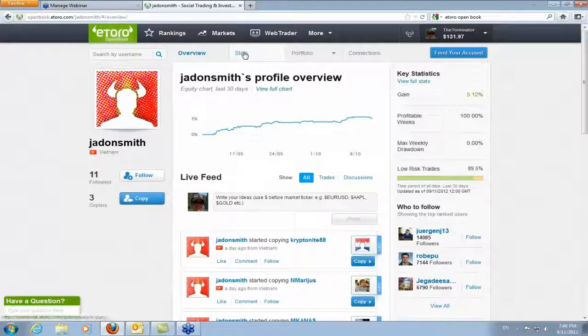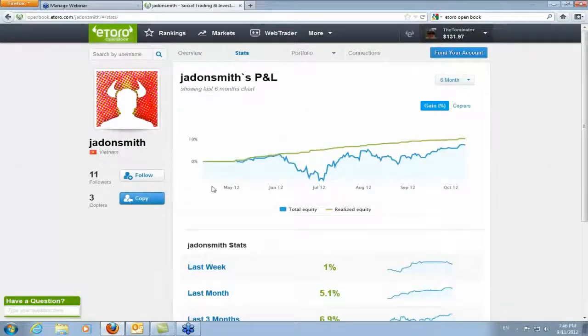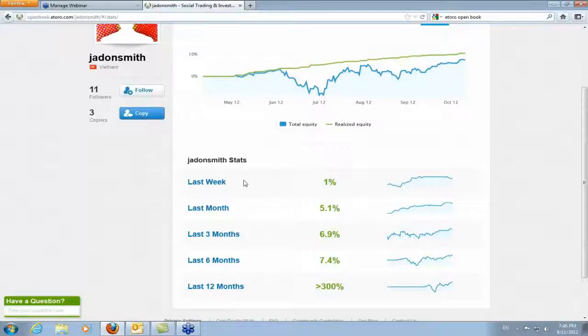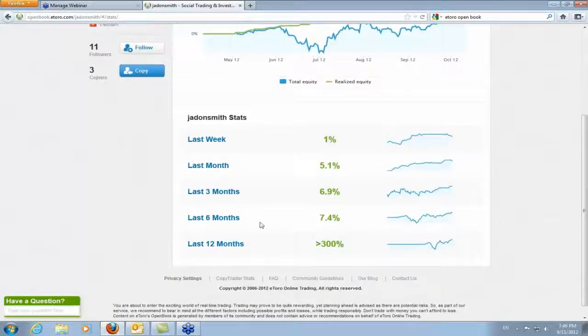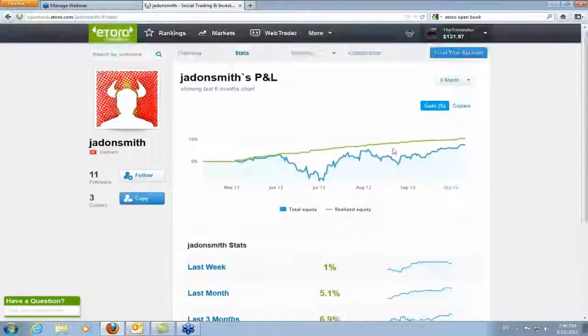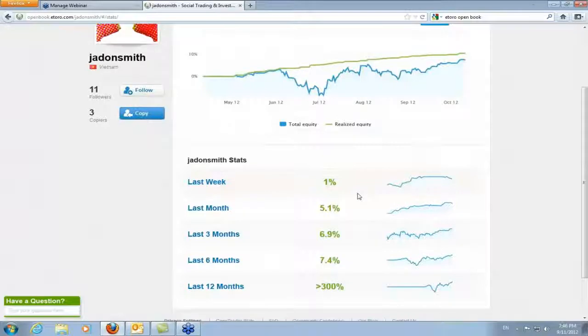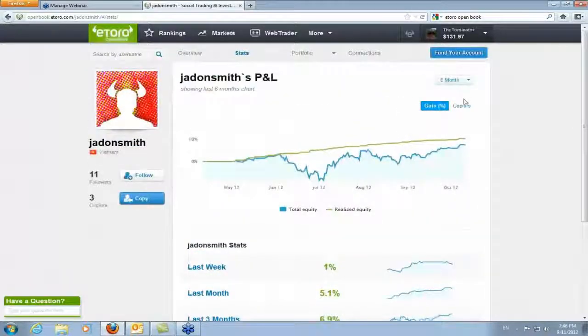Let's look at the stats that he can offer us. Last week, 1%. Last month, 5%. Last 3 months, 6.9%. Last 6 months, 7.4%. Last 12 months, more than 300%. Pretty amazing. All right. Here's what we're going to do next.